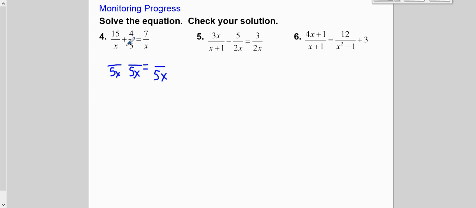So to accomplish that, I have to multiply this fraction by 5 over 5. So that's a 5x. 15 times 5 is 75. And I have to multiply this fraction by x over x. Now that's a 5x on the bottom and a 4x on the top. Do not simplify it. Don't cancel. We're making it this way on purpose. And this one, to be a 5x, I have to multiply by 5 over 5. So that's 35 over 5x. So now we have these 2 fractions can be added.